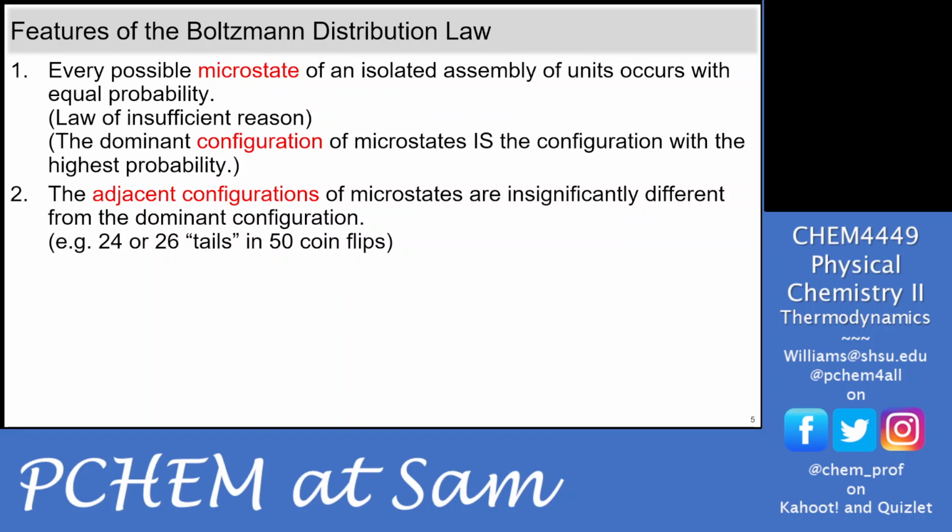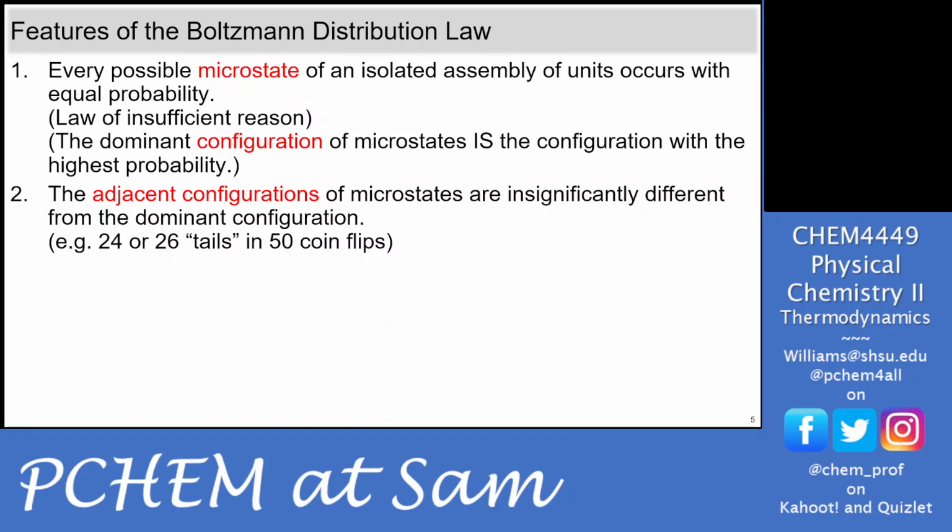Let's just think in terms of flipping coins. If you flip a coin 50 times, 25 would be tails and 25 heads, a 50-50 split. That would be the most dominant configuration. Now, they wouldn't be in order. You wouldn't get 25 tails and then 25 heads. That would be very improbable. But if you flipped it 50 times, it's most probable that you have 25 and 25, but it's almost equally probable that you would have 24 and 26, because they're not that different. Those would be called adjacent configurations.